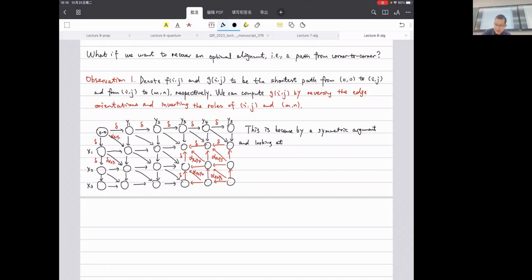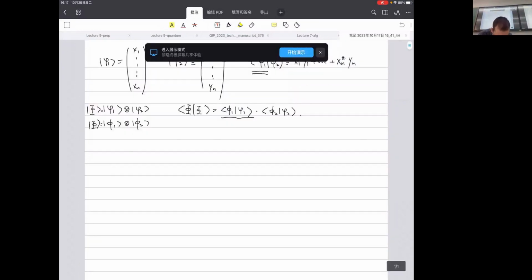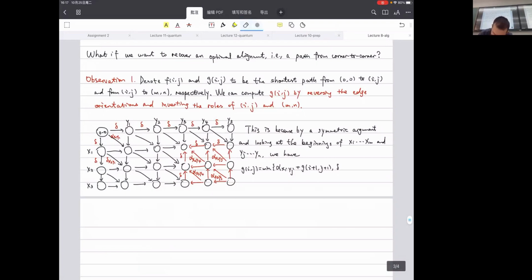But on the other hand, we can also look at this in a symmetric sense, that we can look at the beginnings. We can look at the beginnings, xi until xm, and yj until yn. And similarly, g ij is going to be the minimum of alpha xi yj plus g i+1 j+1, delta plus g i j+1, and delta plus g i+1 j. So this is just a symmetric argument, and for solving a sequence alignment problem, you can also look at the beginning of the strings. Any questions about this observation?